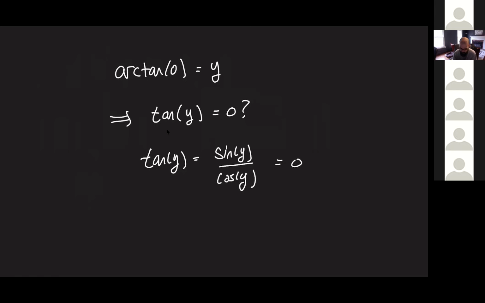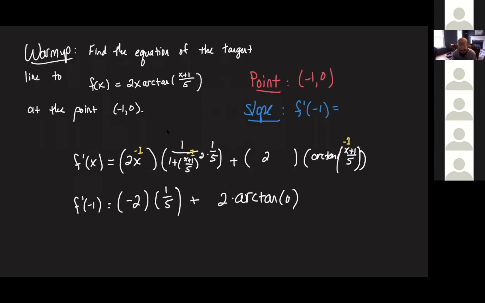Another way to think about it: the only way this is going to be 0 is if the numerator is 0. So another way to ask this question is, when is sine equal to 0? That only happens when y is 0. And so what we get through this process is that the arctangent of 0 has to be 0. Okay, brief aside there.